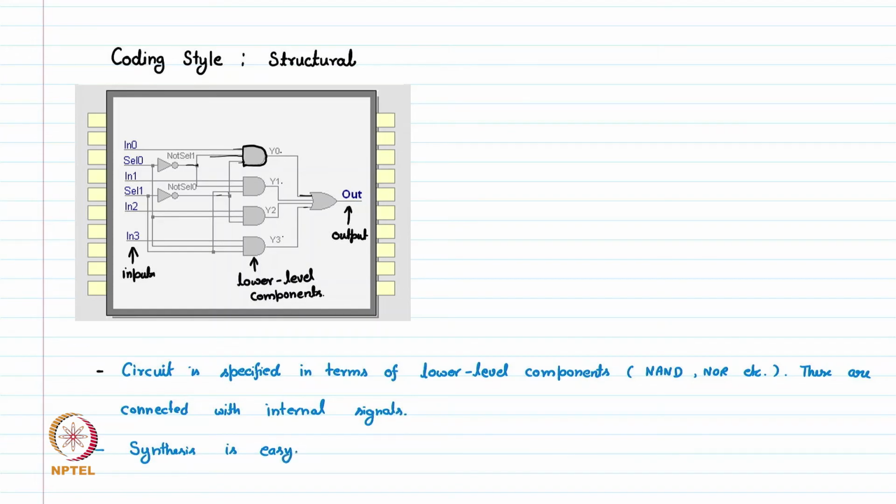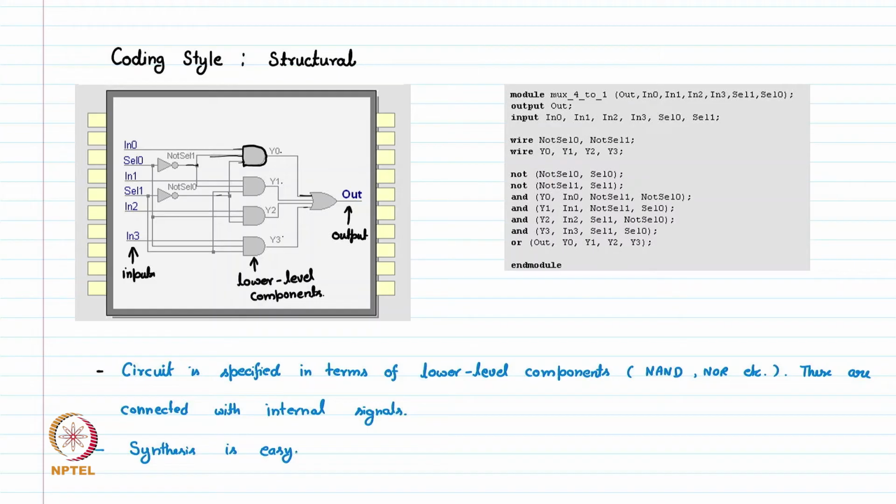So one coding style for this type of circuit looks like this. For example, we have a module which is a MUX 4 to 1. This is the pin list where we have one output pin, which is this, and then we have input pins, in 0, in 1, in 2, in 3, select 0, select 1, which are these input ports.